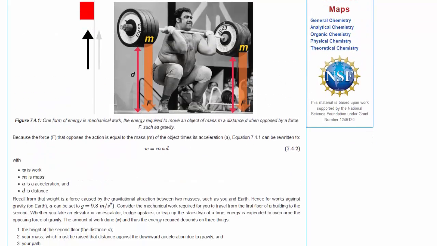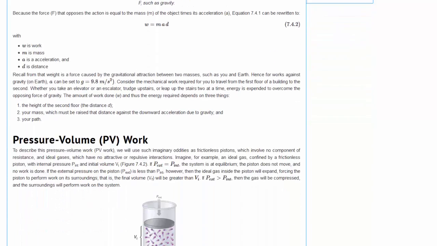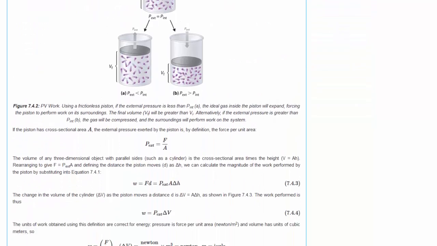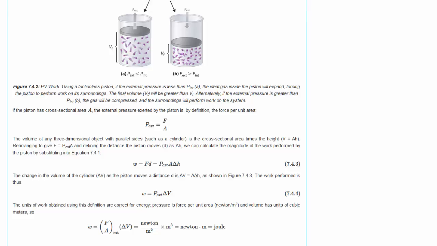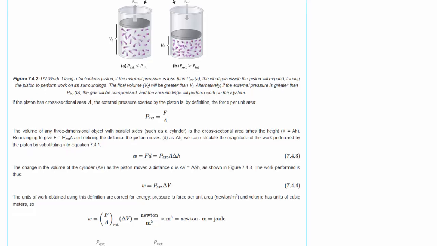Now remember this equation, the work is equal to the mass times the acceleration times the distance. Well, we can rework that for my frictionless piston here. So work is equal to the external pressure times the cross-sectional area of the piston times the change in height that it moves. And really, area times the change in height is really the change in volume. So work is equal to the external pressure times the change in volume. This is what's called PV work.